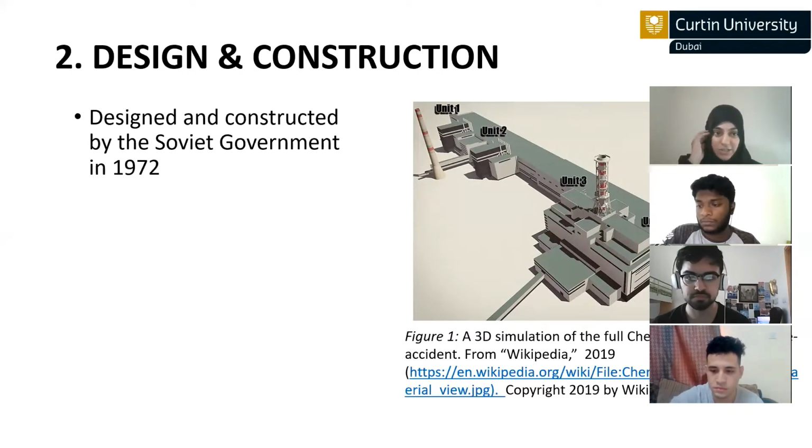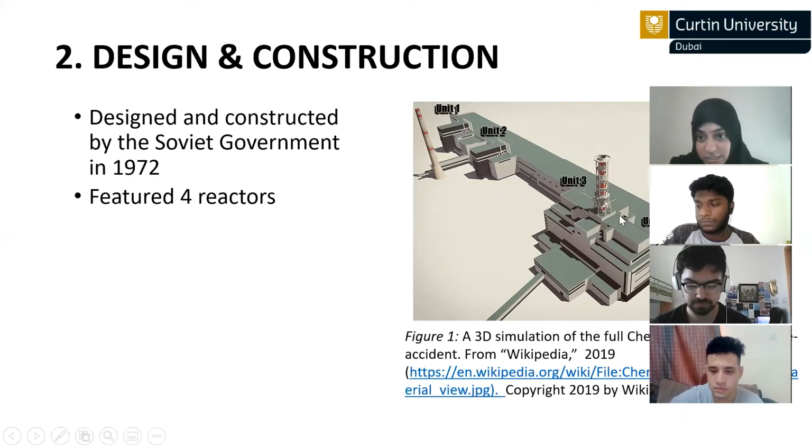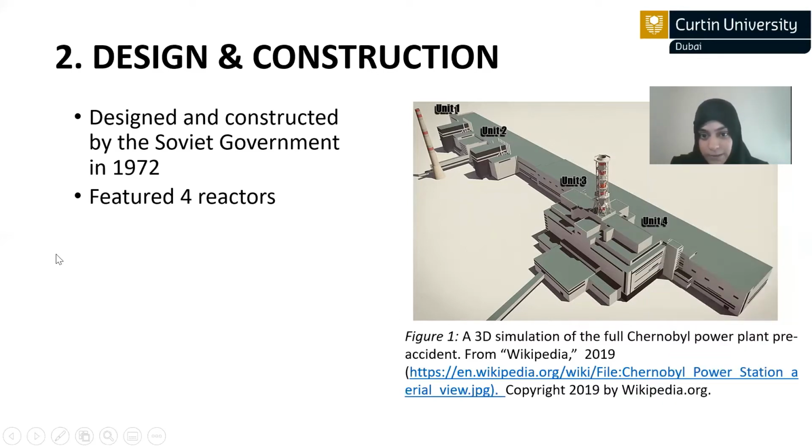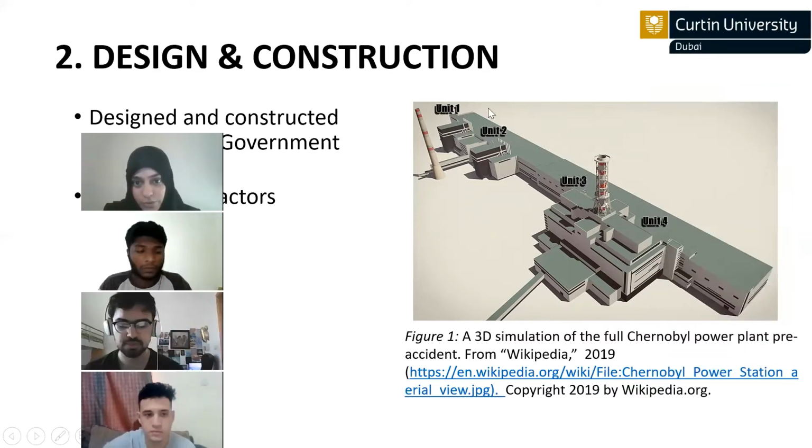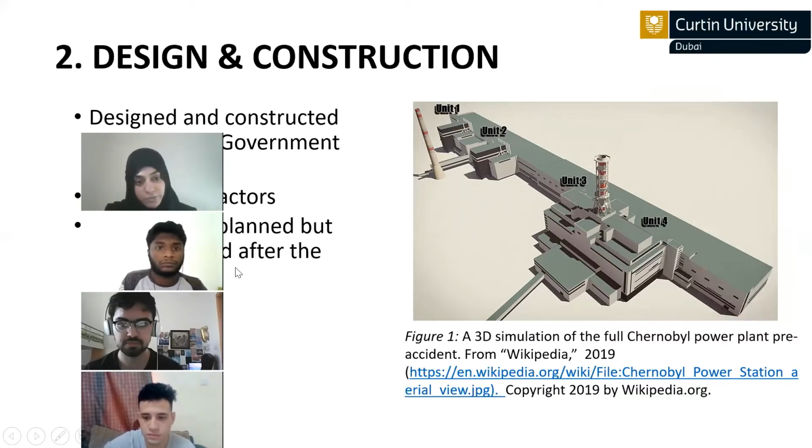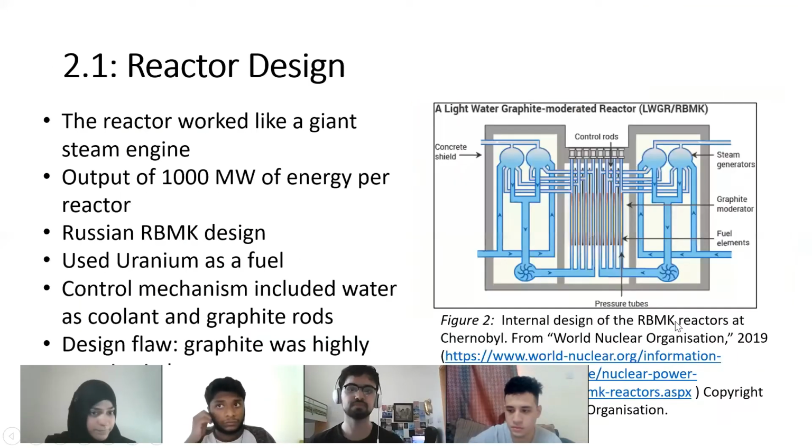As I discussed earlier, it was designed and constructed by the Soviet government in 1972. It featured 4 reactors, as you can see over here. There's Unit 1, Unit 2, Unit 3, and Unit 4. There were 2 more that were being constructed, but they were canceled after the accident took place.